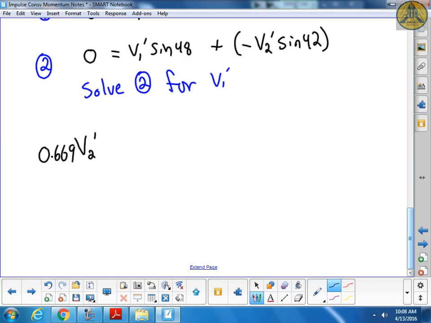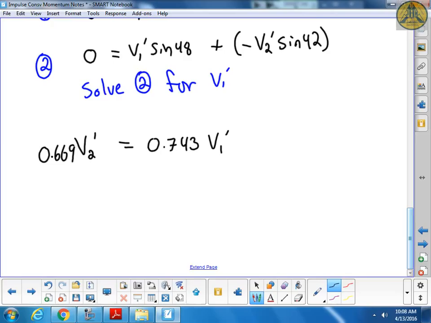Divided by 0.7, 0.9. And V2 prime equals V1 prime. We've solved it. Okay, solved for V1 prime. Substitute that into 1. Careful with this step. Careful with all steps, you know what.